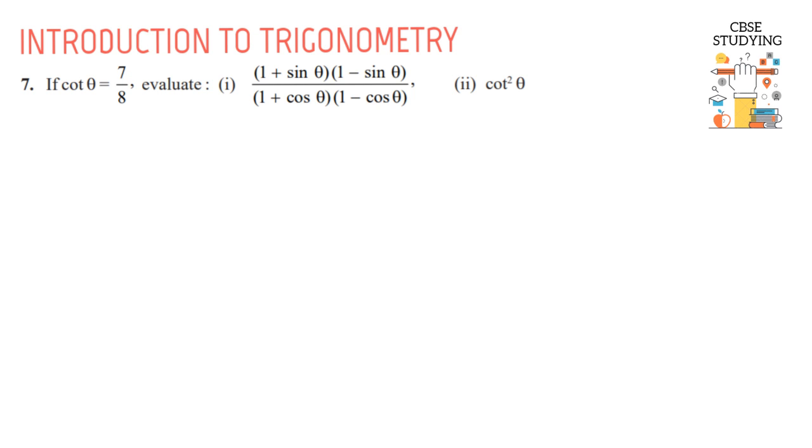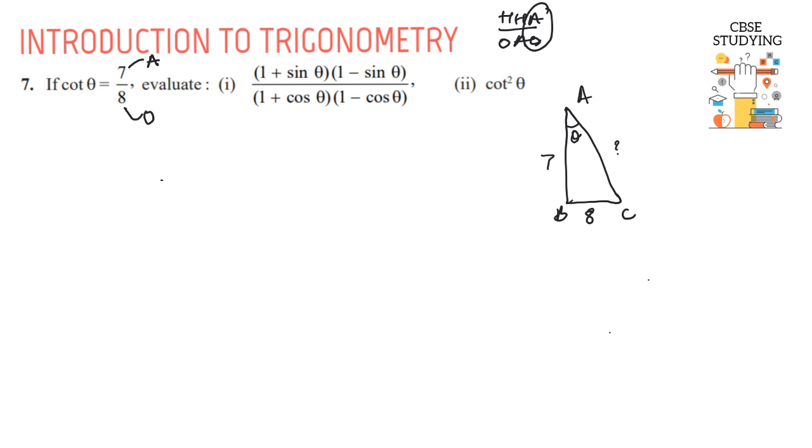If cot theta is equal to 7 by 8. So first of all, what is the formula for cot theta? Adjacent by opposite. So that means this is for adjacent side, this is for opposite side. So let's first of all draw a triangle. Let's make this theta, which is the opposite side. Opposite is 8, adjacent is 7. So first of all, we need to find this side, correct? So let's name it A, B, and C.